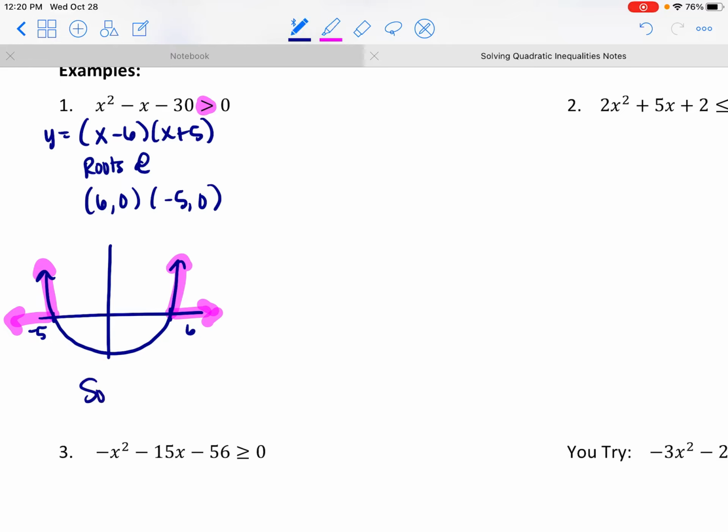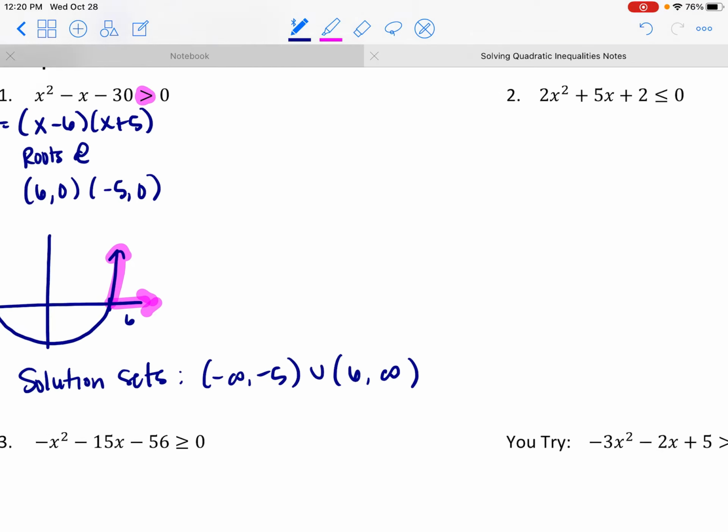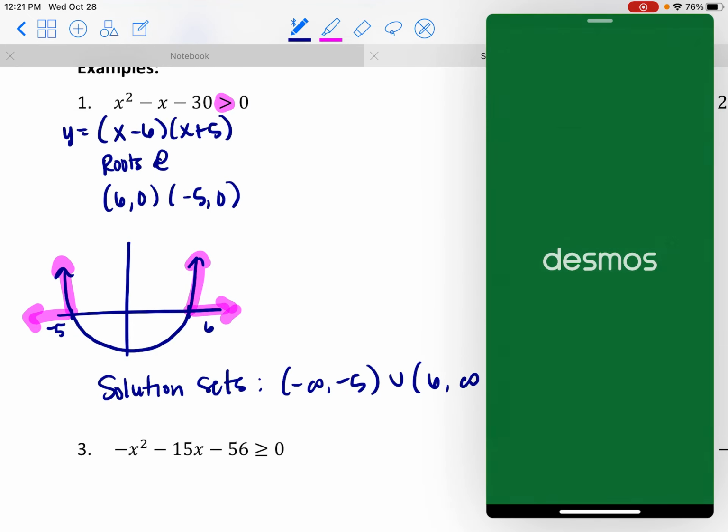So my solution set is going to be all of the x values from -infinity to -5 united with all the x values from 6 to infinity. And because we don't have an equal to there, we don't want to be on the x-axis, we strictly want to be above. We're keeping parentheses on the -5 and the +6. Okay? Not so bad.